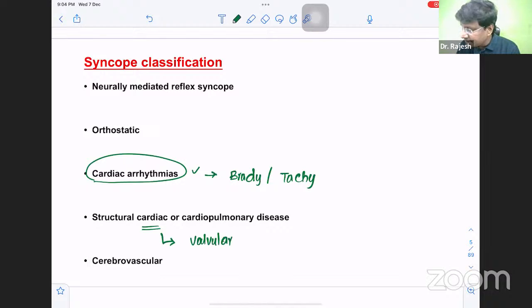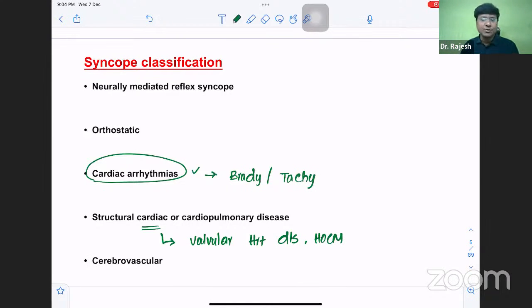And what are those valvular heart diseases that can cause the syncopal attack? It is mainly aortic stenosis. Then obstructive cardiomyopathies. What are those obstructive cardiomyopathies? That is mainly hypertrophic obstructive cardiomyopathy. And acute conditions like myocardial infarction, why it will produce a syncopal attack, all that we will discuss. And other conditions like pulmonary embolism. So these are the cardiac conditions which can cause the syncopal attack.